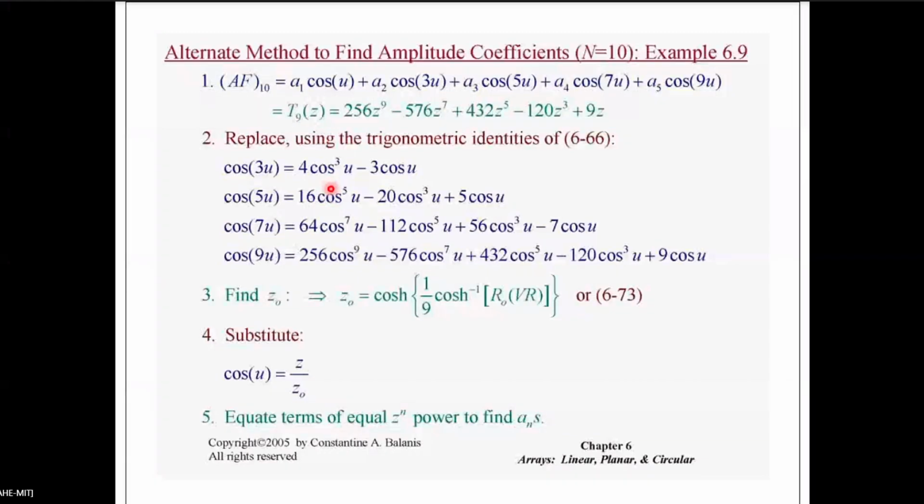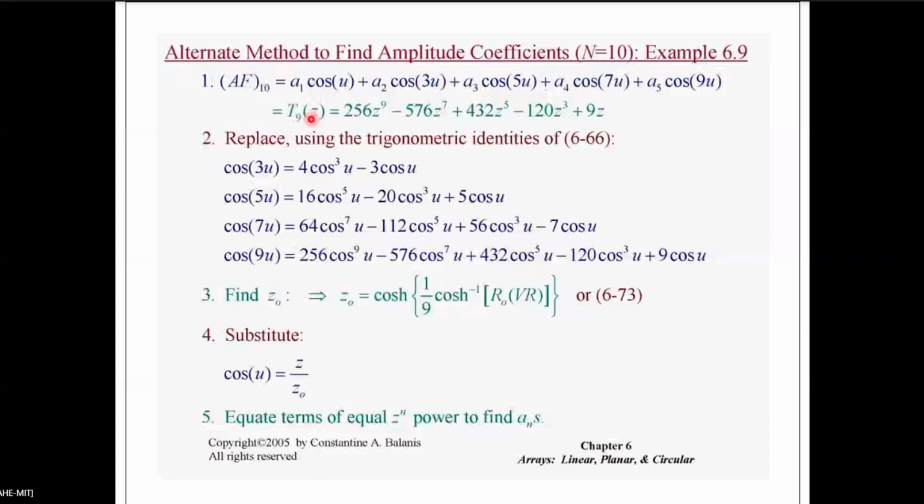Sir, we can do all the computation for the left hand side where we have cos 3u, cos 5u, and so on. How are we going to find the Chebyshev polynomial? See, the Chebyshev polynomial is given here. If AF of 10 is T9 of Z. In the exam, if they ask for 5 elements, they will give T4 of Z in the question. You have to find T4 of Z. Here it is 10, no.